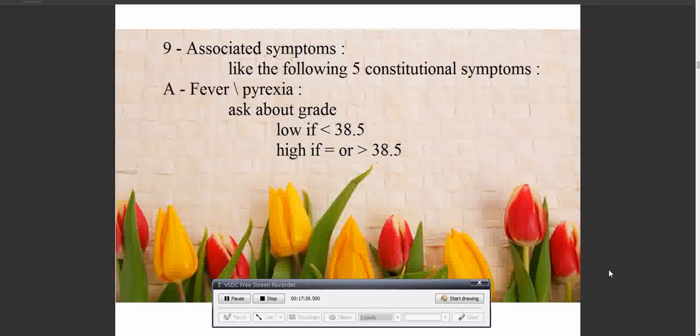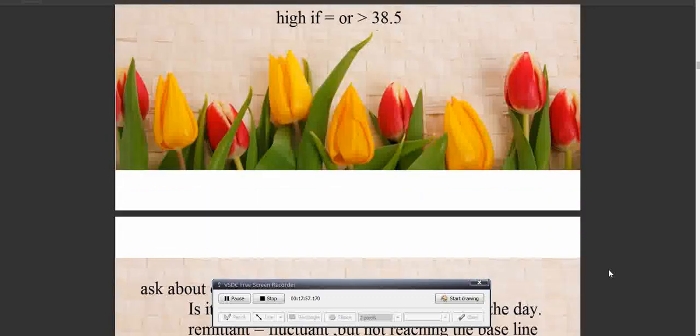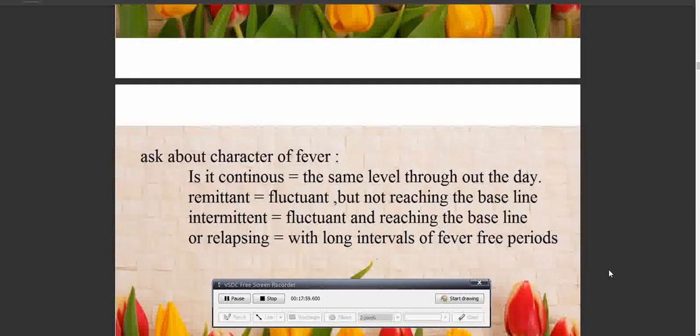Associated symptoms, like the following 5 constitutional symptoms, just put them there. For instance, fever, or what we call pyrexia. Ask about the grade. Low grade fever is less than 38.5. High grade fever is more than 38.5. You also need to ask about the character of fever. Is it continuous, the same level throughout the day; remittent, fluctuating but not reaching the baseline; intermittent, fluctuating but reaching the baseline; or relapsing, with long intervals of fever-free periods?